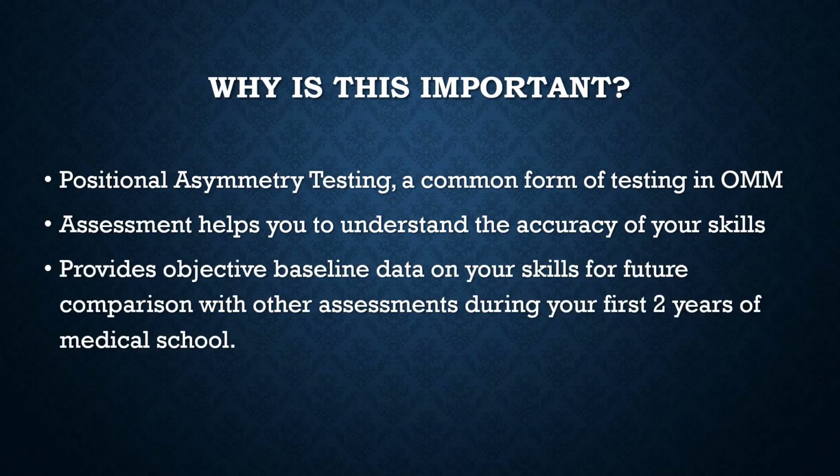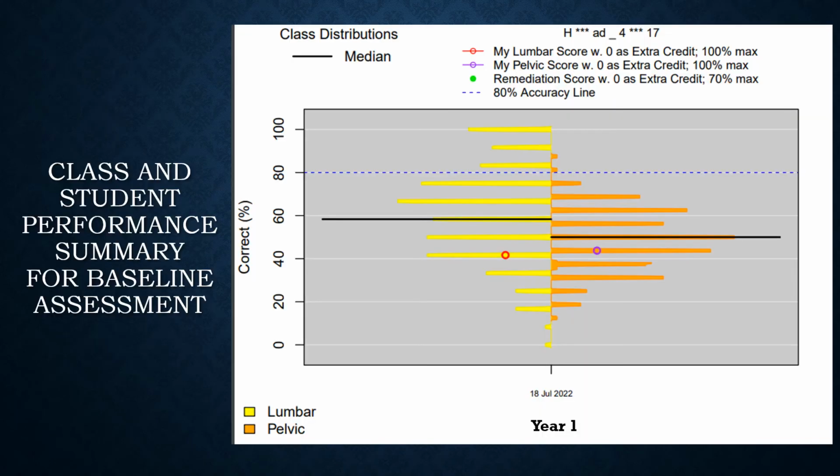The format of the results that you will see now will be used throughout your 2 years of objective assessments for positional asymmetry testing. This plot is an easy way to visualize your and the entire class's baseline performance. On the y-axis is the percent correct, and the x-axis indicates the date of the examination.